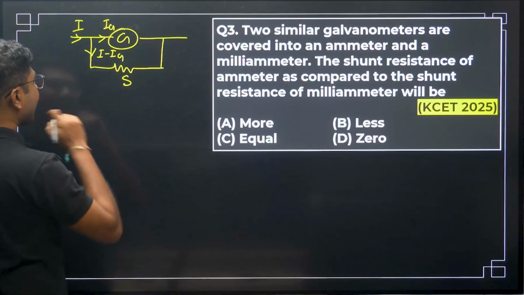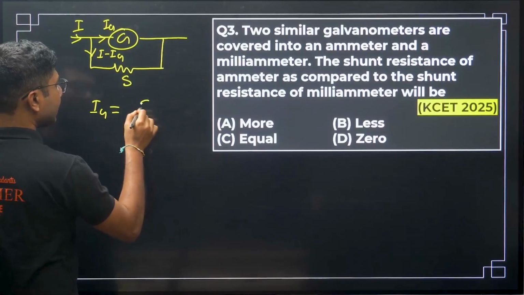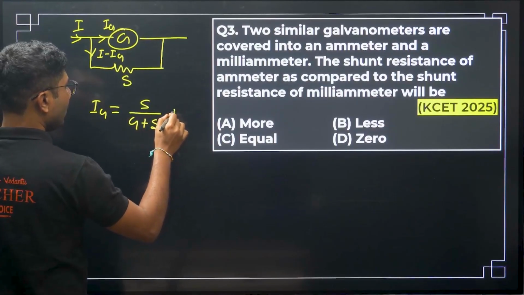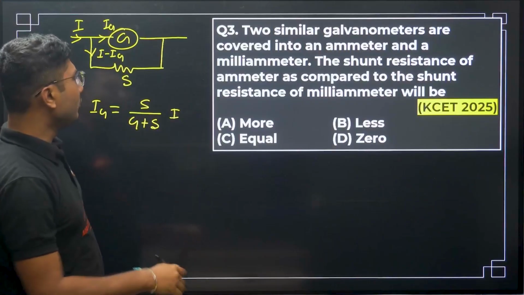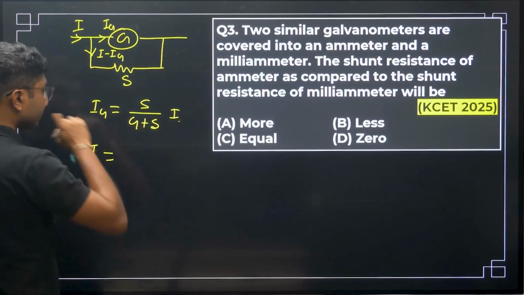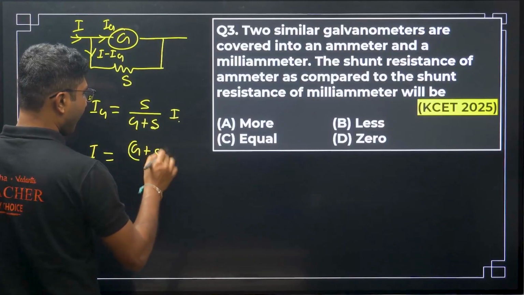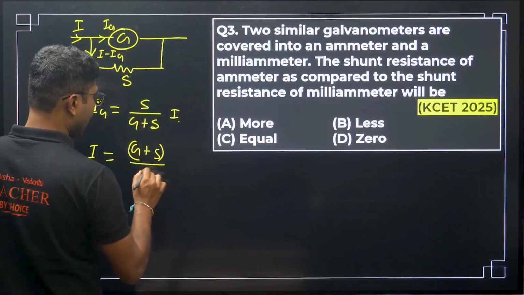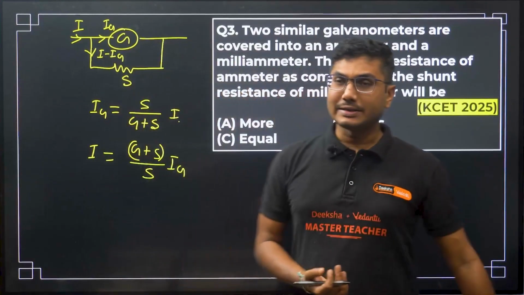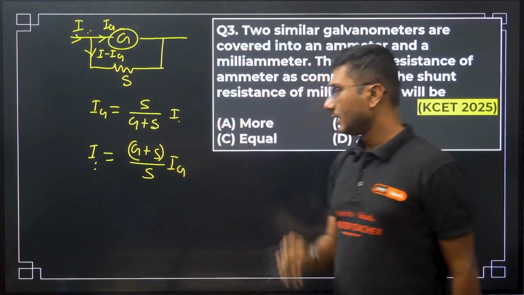And in fact you can write Ig equals S divided by G plus S into I, right? This is the value. Now this I we are trying to measure, so I equals G plus S by S into Ig. Now why did we write it in the opposite sense? Because this is the current that we are measuring, the input current, right?